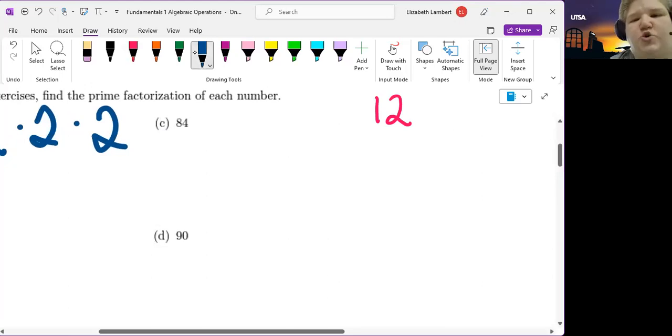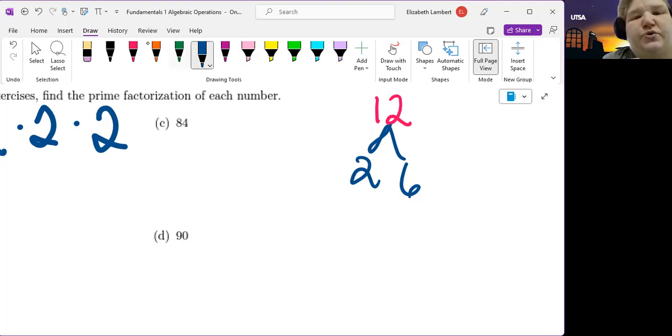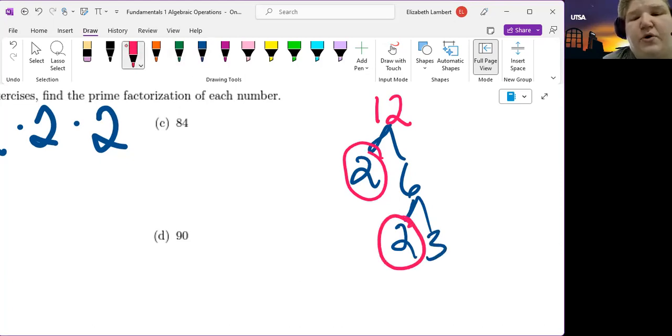So looking at 12, any pair of numbers you can think of that multiply to 12. So 2 and 6 or 3 and 4, they will both work. So I tend to start with 2's because you recognize even numbers, so 2 is a good place to start. All right, so our 2 is prime, but our 6 can go more. That is 2 and 3. 2 can't be broken smaller, 3 can't be broken smaller, so there is our prime factorization. 2 times 2 times 3.